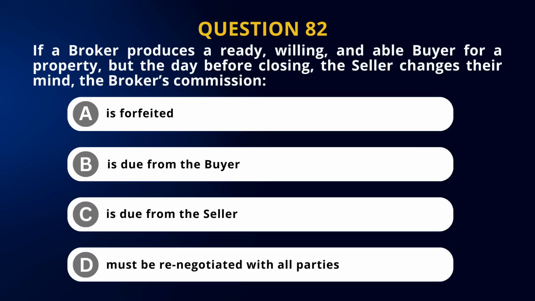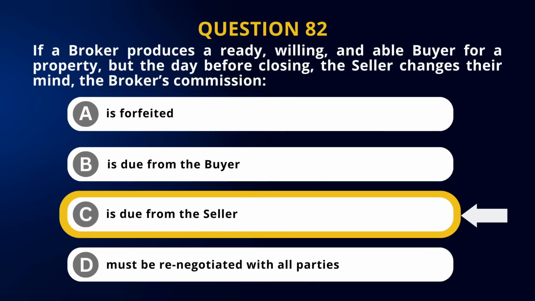Question number 82. If a broker produces a ready, willing, and able buyer for a property, but the day before closing, the seller changes their mind, the broker's commission, letter A, is forfeited. Letter B is due from the buyer. Letter C is due from the seller. Letter D must be renegotiated with all parties. And the answer is letter C, is due from the seller.